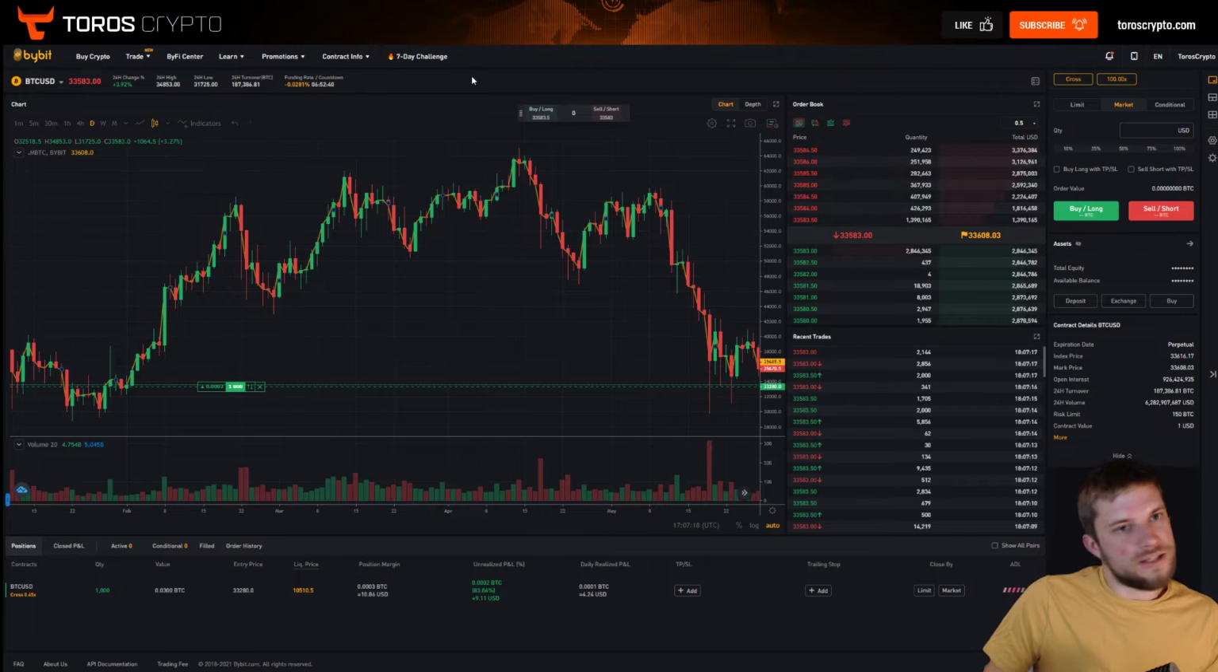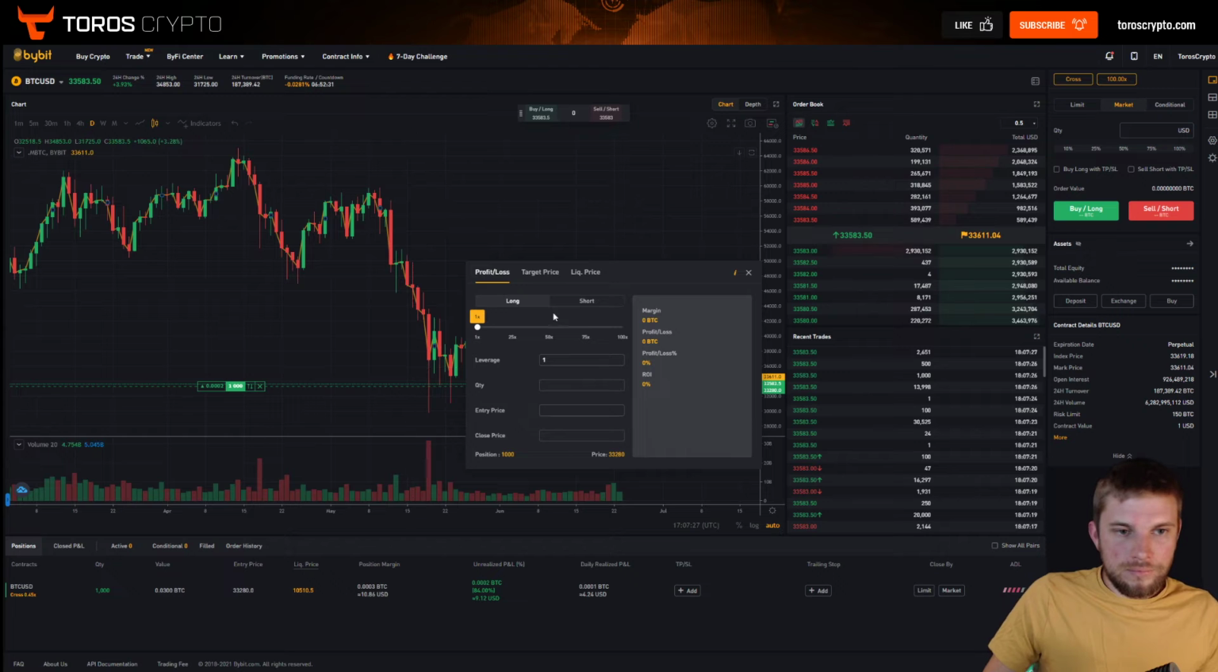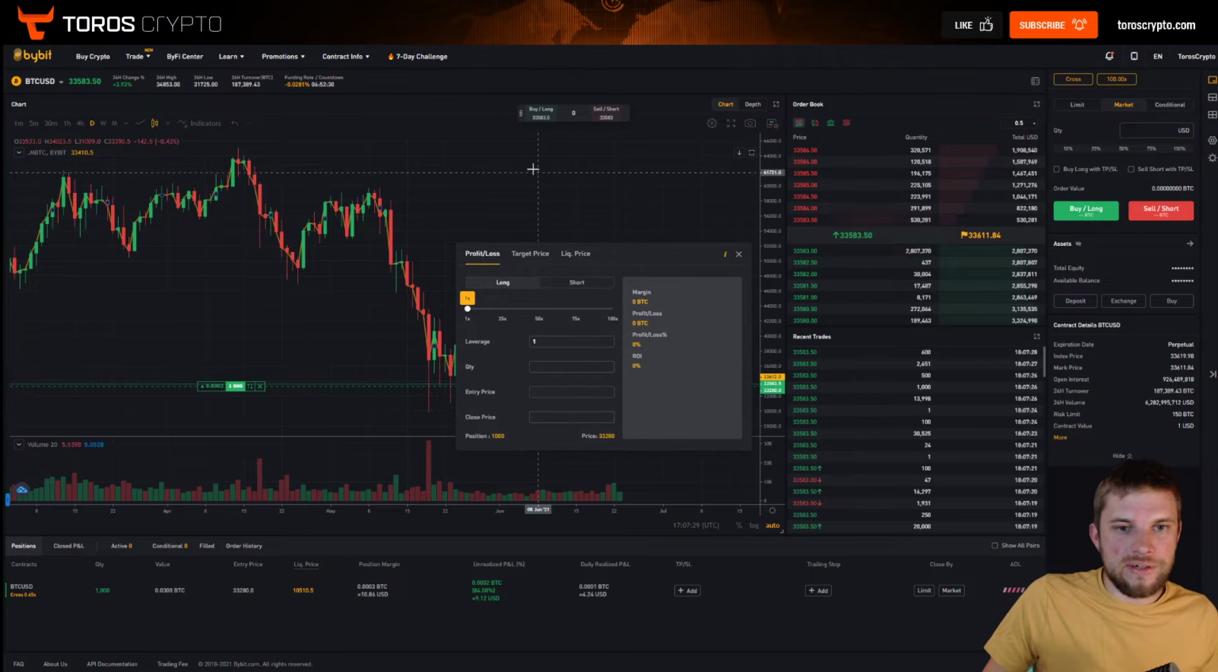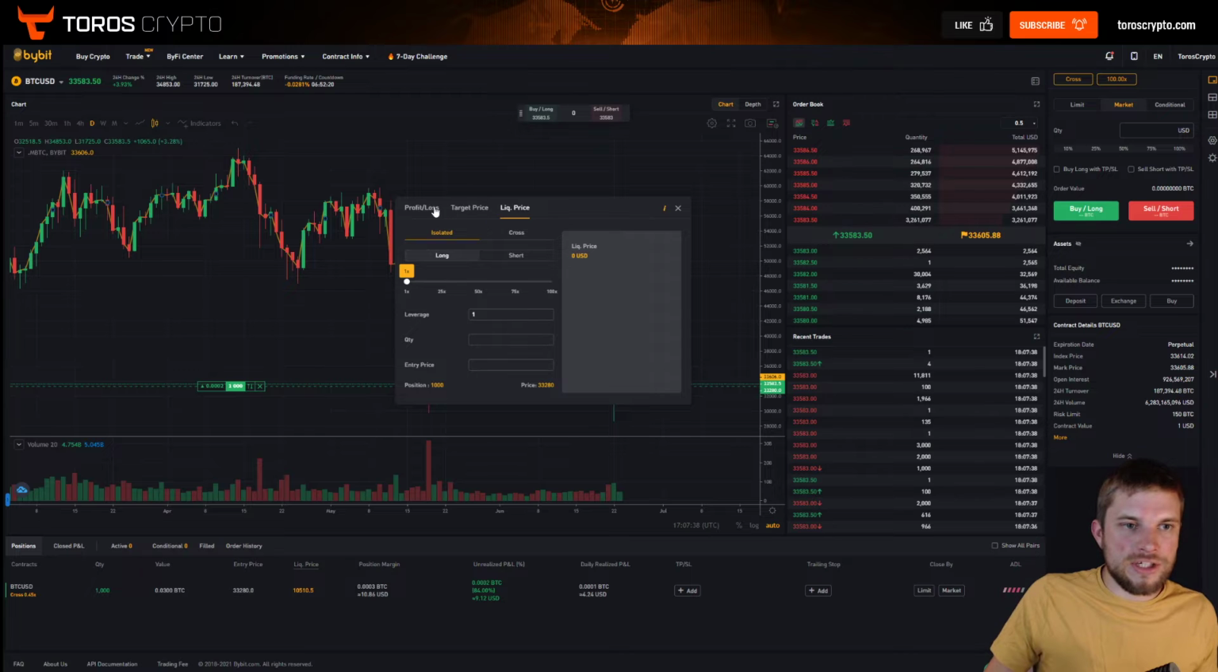Then let's just do this very easily. Let's go across all the way to the right hand side and take a look here at this calculator. So this again is a really useful tool for anyone who would like to calculate the potential profit and loss of any trade that they take, and also the liquidation price.